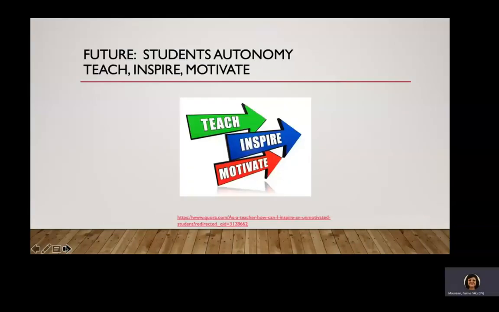So what's the future? Teaching, inspiring, and motivating students to encourage them in becoming lifelong autonomous learners.